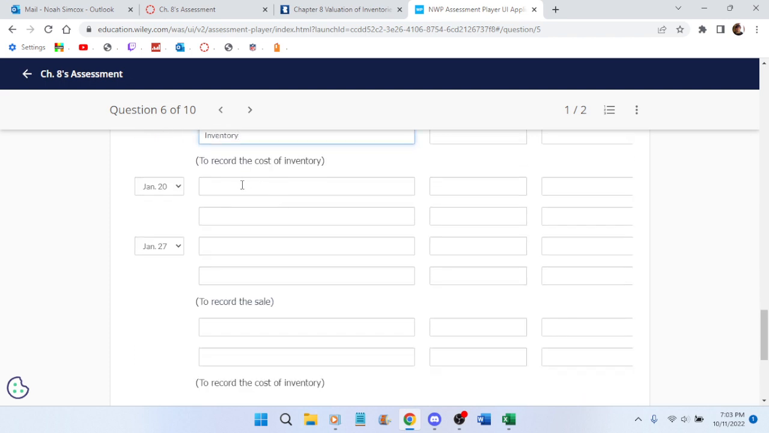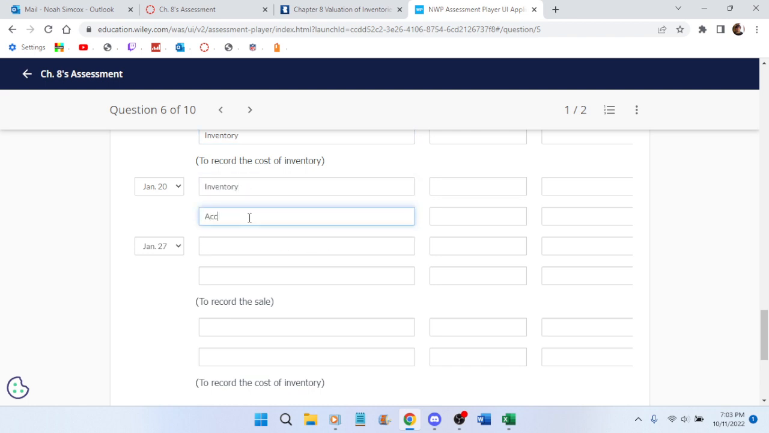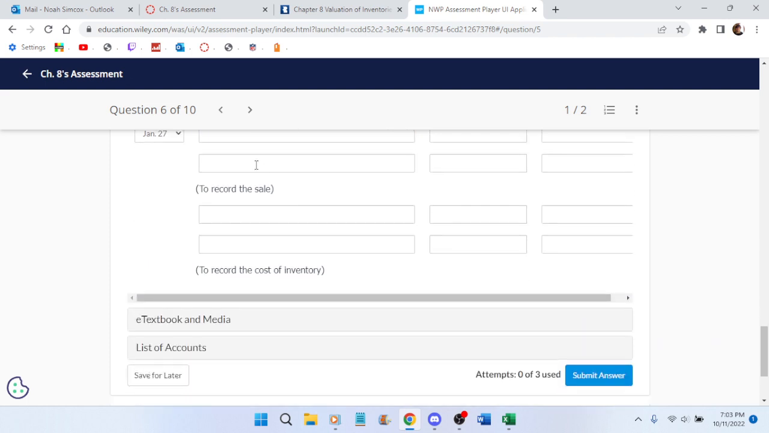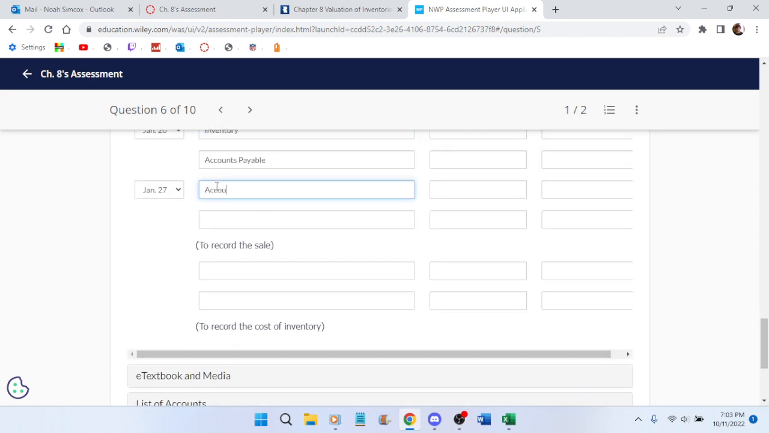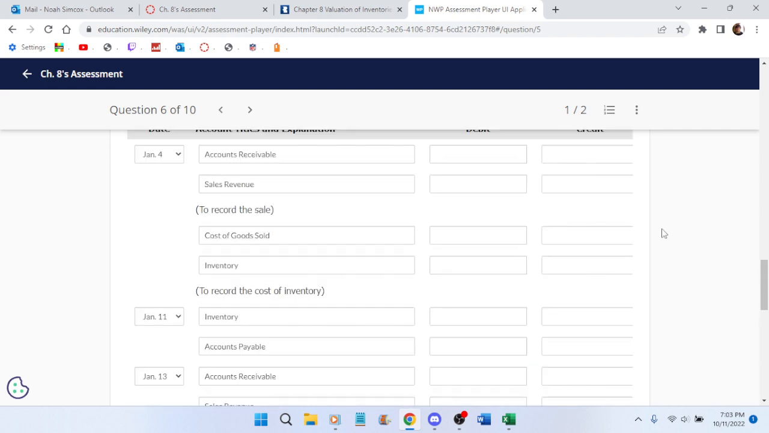another sale. No, this one's a purchase. Inventory, accounts payable, another sale. Accounts receivable, sales, revenue, cost of goods sold, inventory. See, look how long this takes. This takes so long.